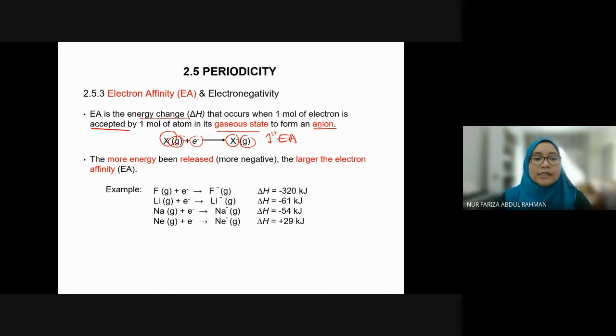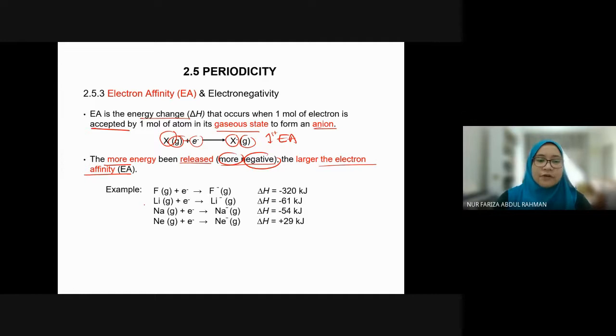The more energy being released, that means it becomes more negative. Release means the sign should be negative. If more energy is released, the value becomes more negative. The larger the electron affinity.